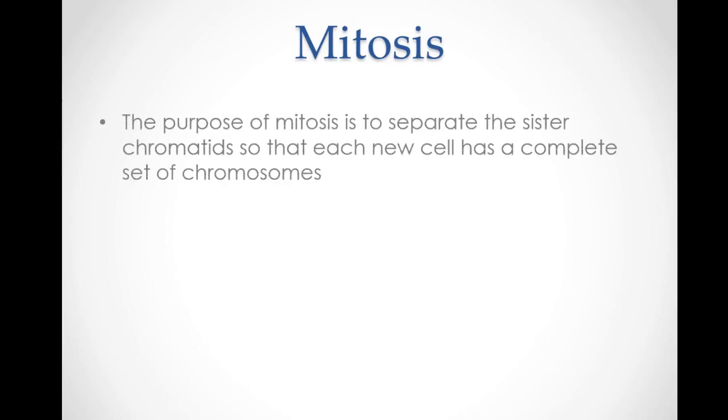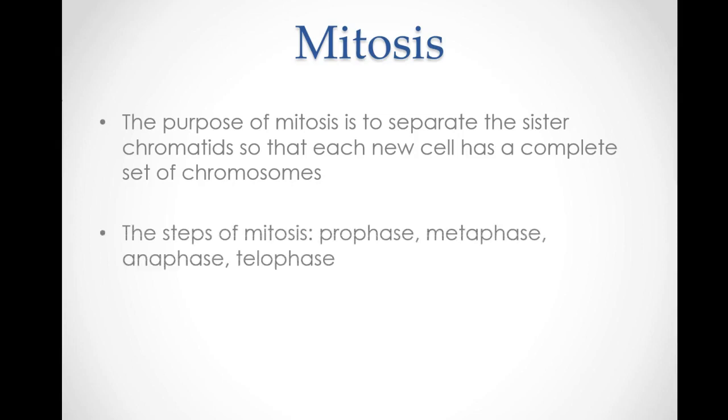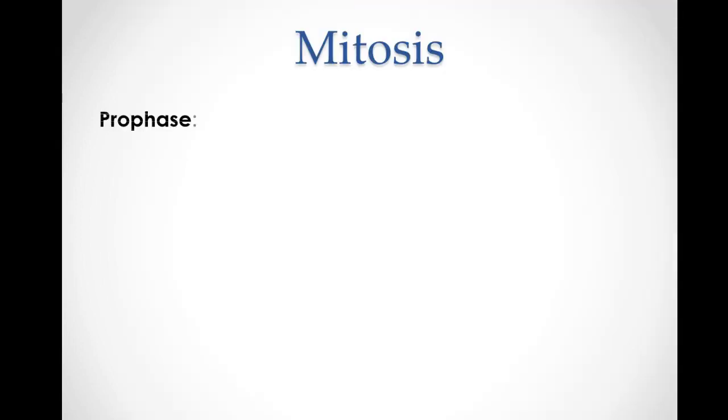All right, so division, formally called mitosis. The whole purpose, again, is to separate those sister chromatids so that each new cell has a complete set of chromosomes. There are 4 phases in mitosis. An easy way to remember it is PMAT: prophase, metaphase, anaphase, telophase. Each phase is defined by what the chromosomes are doing and what they look like in each phase. So, we will start off with prophase.